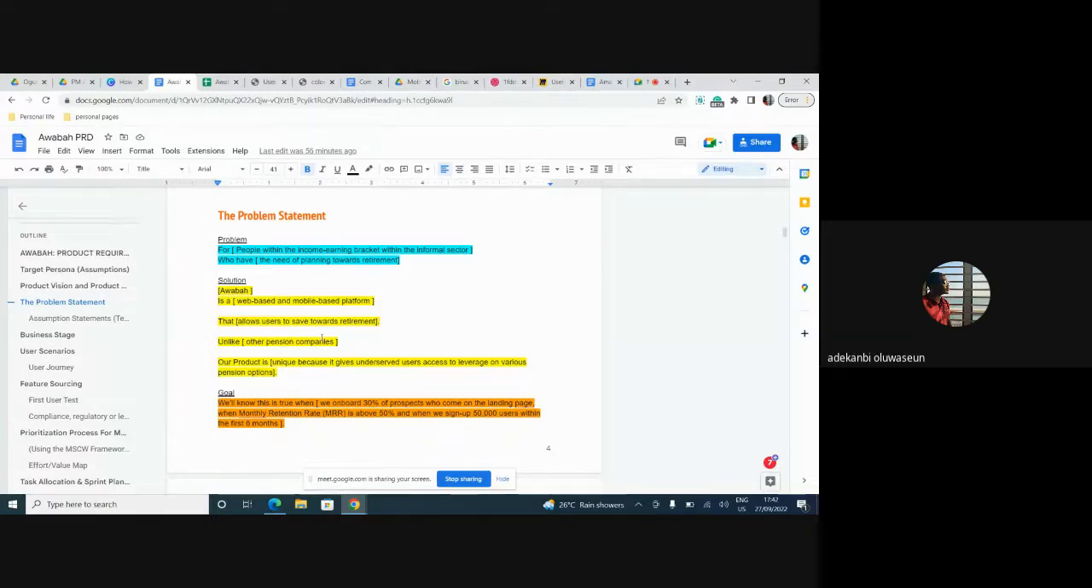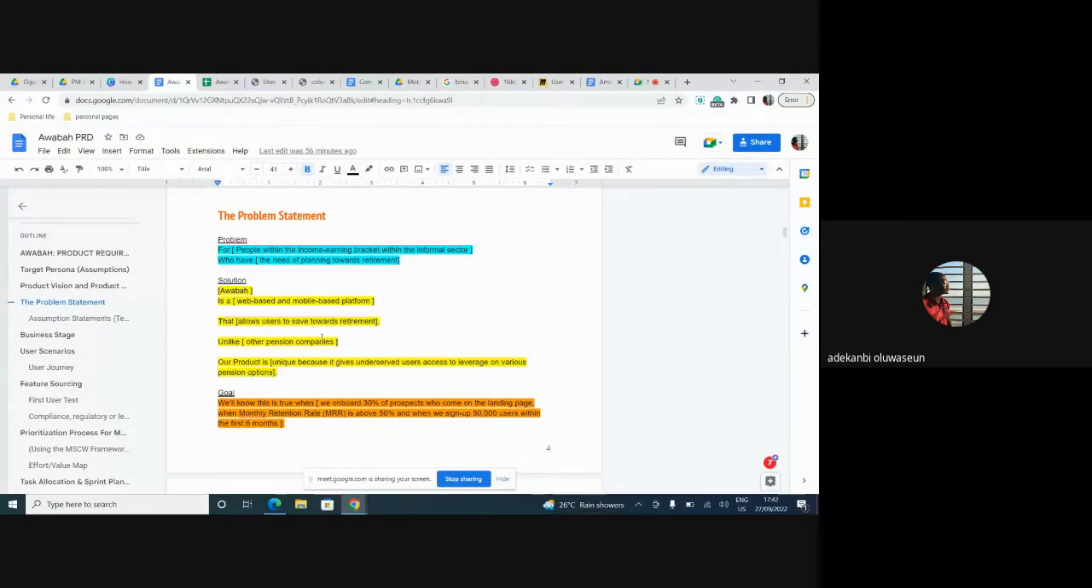Then you move to the solution, right? So in the solution part, you're now looking at the product. Awaba is a web-based and a mobile-based platform. Now, remember I told you that you can be building a product that solves a problem, but if you use the wrong platform, the product will fail. The product will maximally fail, because you want to be sure that the platform you are using is what they will prefer, right?